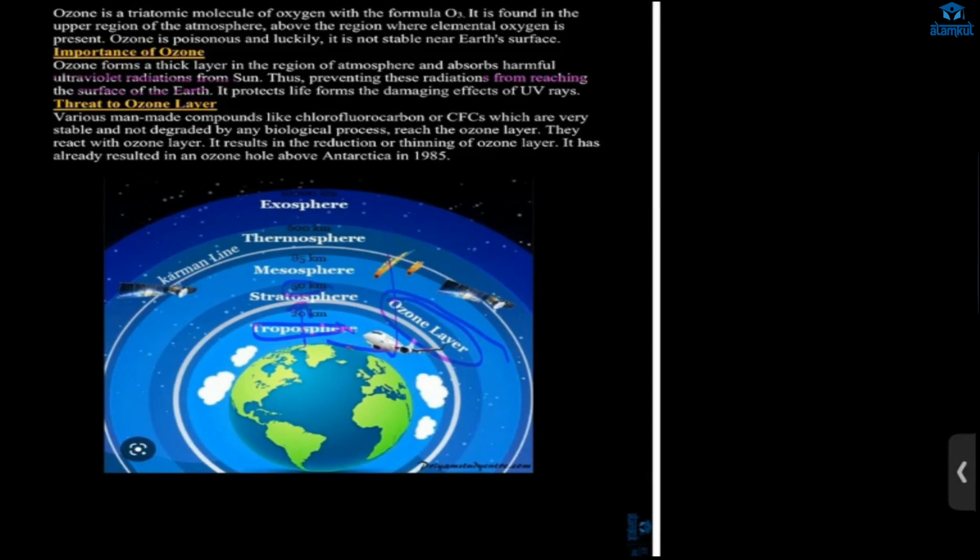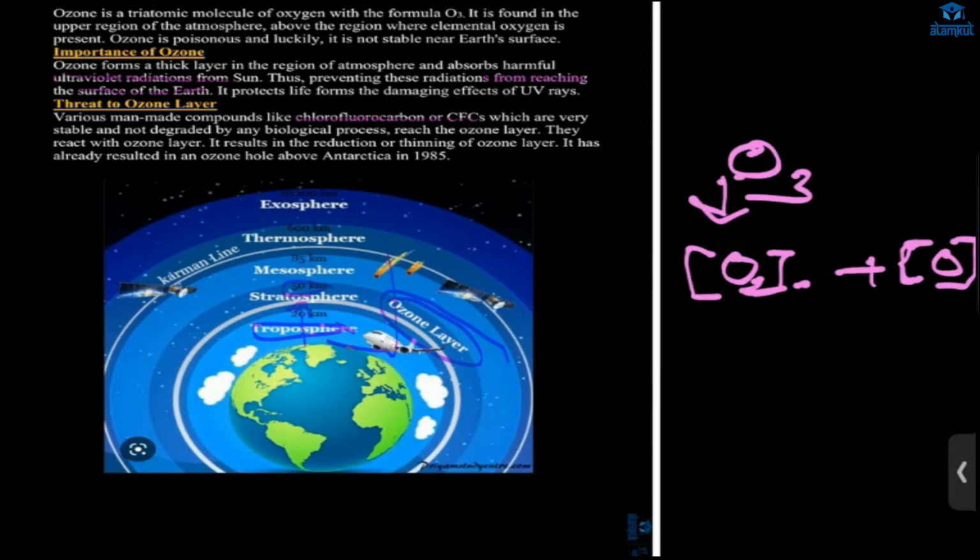And this ozone layer, right? What happens? Compounds like chlorofluorocarbon are very stable. They will stay in the atmosphere, okay, and reach the ozone layer, and they will react with the ozone, O3. It will react with this, and it will form O2, right? It will break the ozone layer, and because of that there will be thinning of the ozone layer, and it will create a hole. Okay, this hole is present in the Antarctica. First it was discovered in 1985.